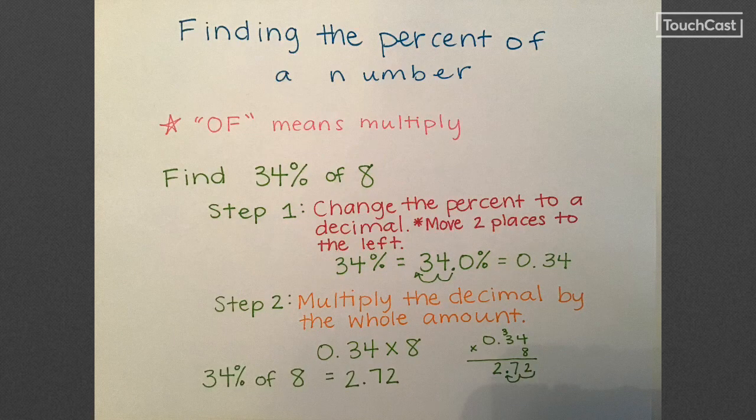When I multiply out 34 hundredths times 8, I find that it equals 2.72. That means that 34% of 8 is 2.72.